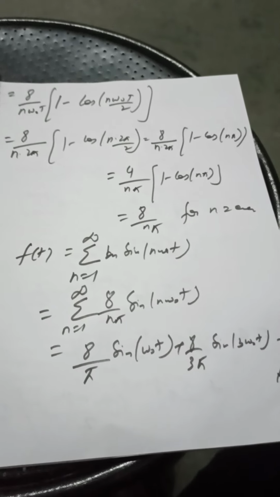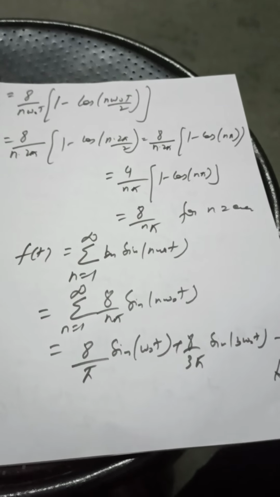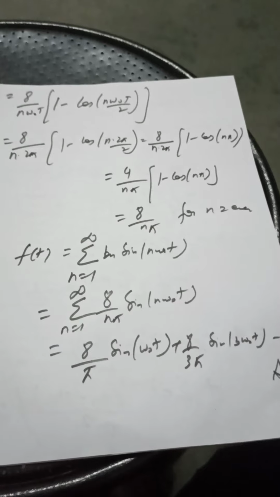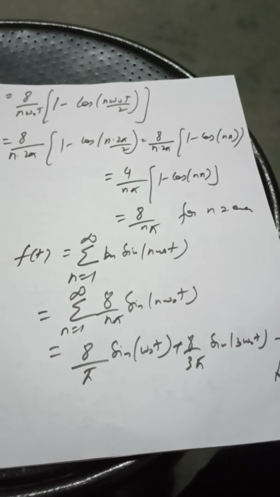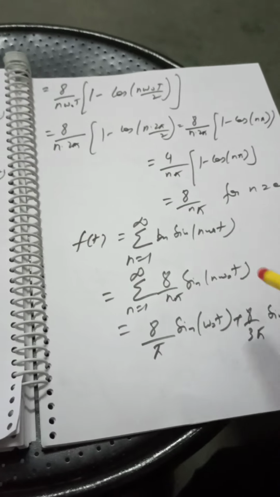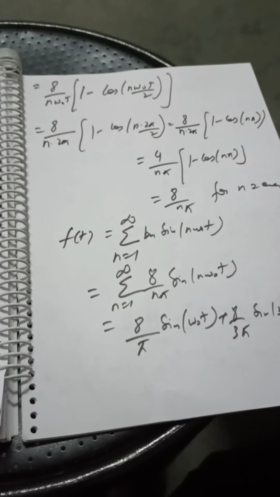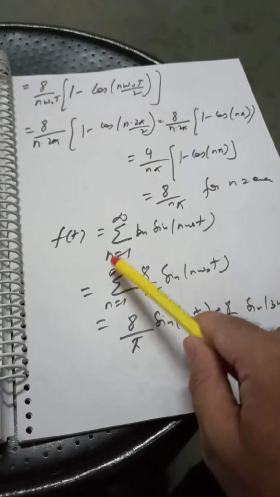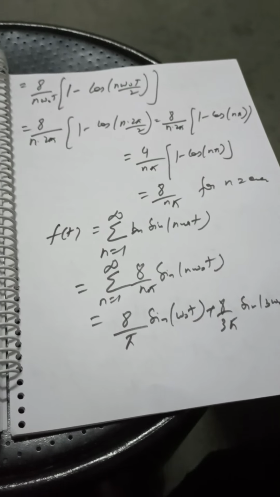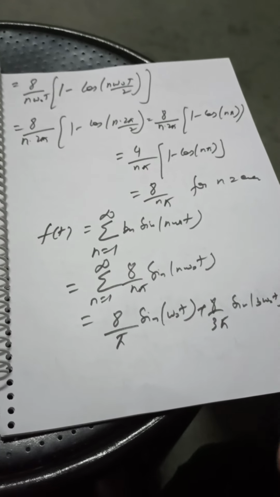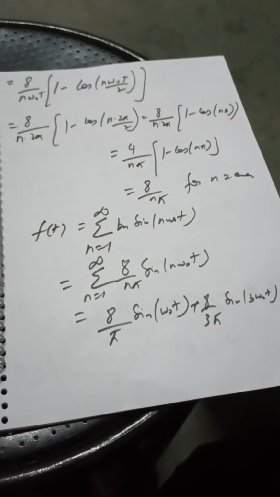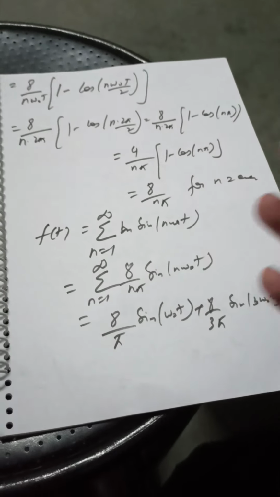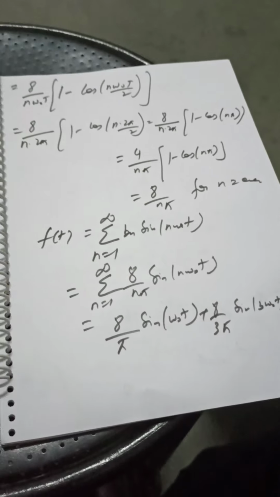So now the Bn is obtained, and the Bn is only possible for n equals to even. Okay, no, sorry, for n equals to odd. We are going to put this Bn into this, and we are going to get the extended signal as 8 by pi, sine of omega naught t plus 3 omega naught t plus 7 omega naught t plus 5 omega naught t.